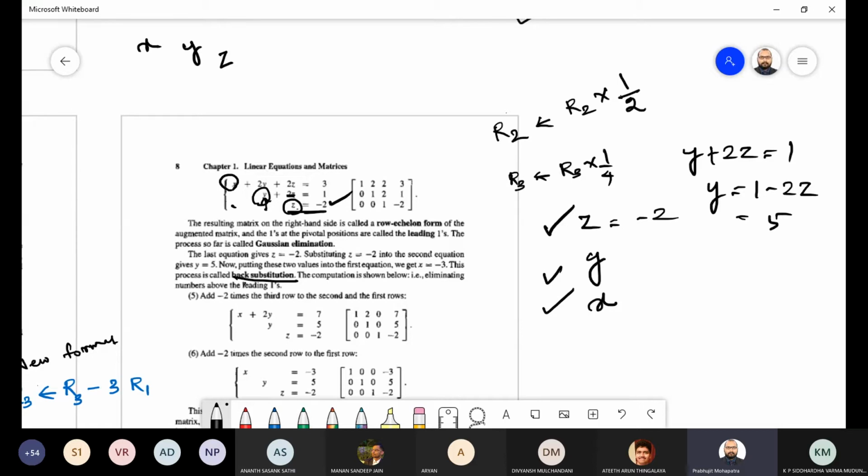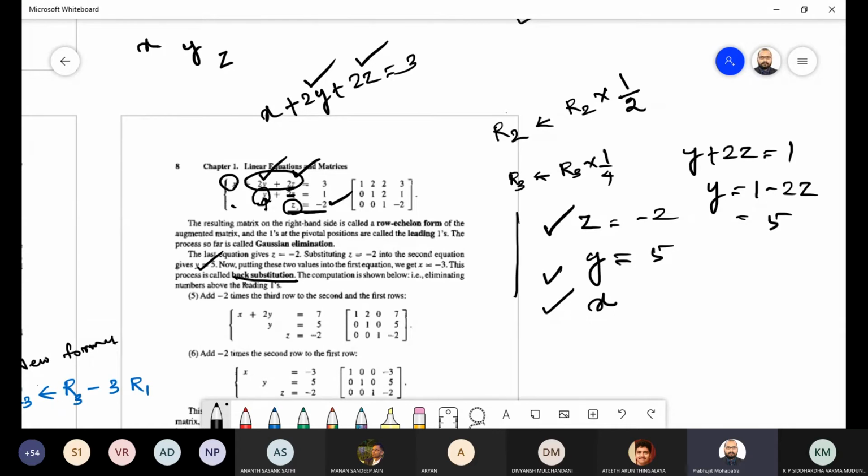You will get the y value as 5. So after getting y value 5 and z value as -2, you substitute here in the first equation. What is the first equation? First equation is x plus 2y plus 2z is 3. You substitute the y value and the z value, then you will get the x value.